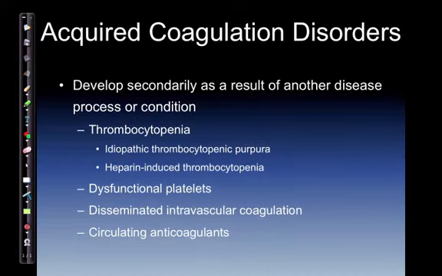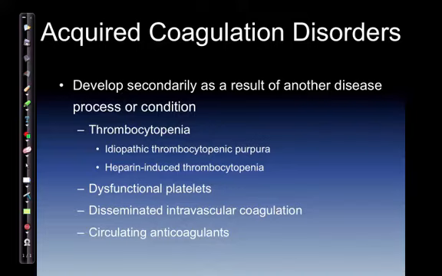Acquired coagulation disorders develop secondarily as a result of another disease process or condition. Examples of this: thrombocytopenia, which is decreased level in circulating platelets. Idiopathic thrombocytopenic purpura. The body's immune system is triggered to develop an antibody to its own platelets, so it starts attacking itself, usually through an infection or some other attack to the immune system. We also have heparin-induced thrombocytopenia. Occurs when a patient is taking the anticoagulant heparin, and then they develop antibodies to heparin.